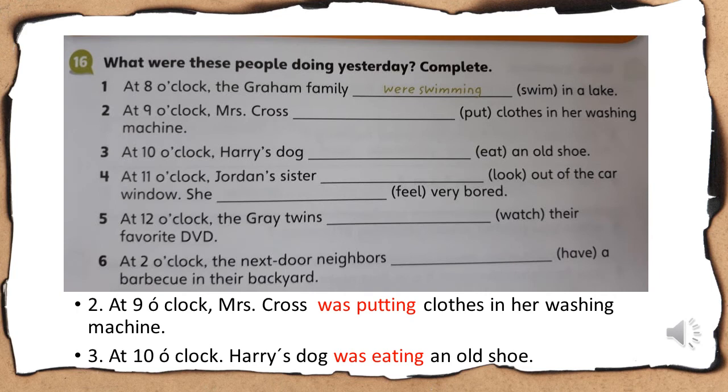Then we have number 2. At 9 o'clock, Mr. Cross was putting clothes in her washing machine. Was putting. And then number 3. At 10 o'clock, Harry's dog was eating an old shoe. Was eating. Remember, we are going to use was or were, and it depends on the subject.